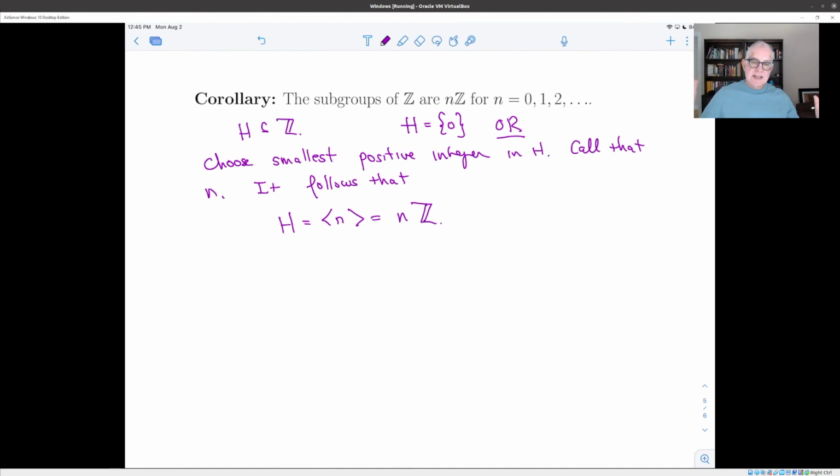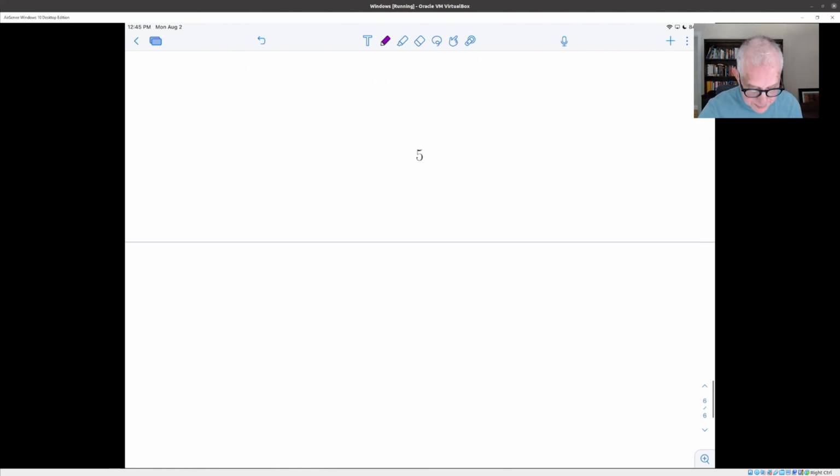So Z is a cyclic group. We know its subgroups are cyclic. And if you go back and look at the proof of what we just did, you take the subgroup, you take its smallest positive element, and that's going to turn out to be a generator of the group. So we will, there's still more to do with cyclic groups, but that's going to be enough for this video.